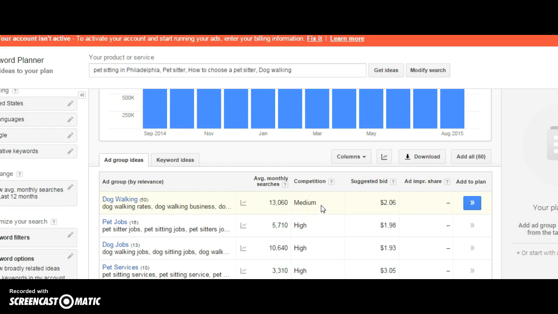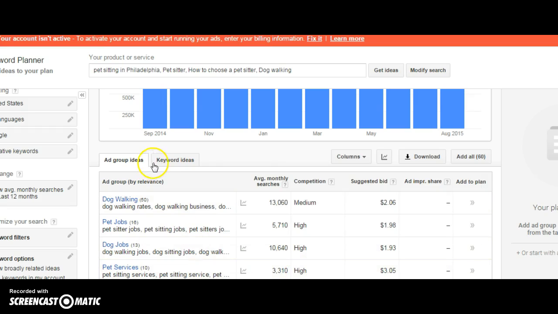This is all based on those ads that you see in Google, like on the right hand side and at the top. We're not buying ads. We're looking to see what the search volume is for terms and how we might be able to tweak it for our purposes. So dog walking, what are some of the things people are looking for with this? Dog walking rates, dog walking business. Down here we have pet services. There's not as many people searching for that, and there's a lot of competition, high competition it says.